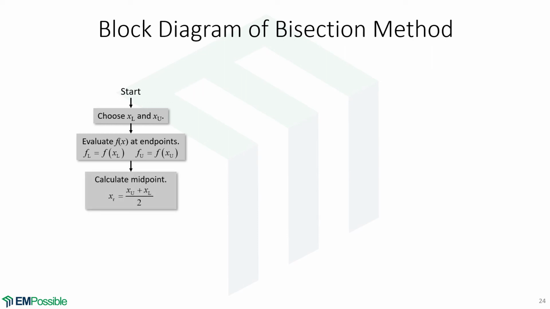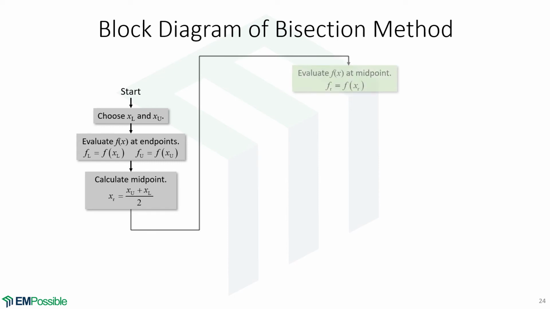At this point, we'll calculate a new midpoint. It's exactly the midpoint between the two bounds, and this is where we are going to make a guess as to where the root might be. So we'll evaluate the function at that guess at the root. At this point, we're going to enter the main loop. We'll multiply the function at the lower bound and the function at the root, and we're really just caring about the signs here.